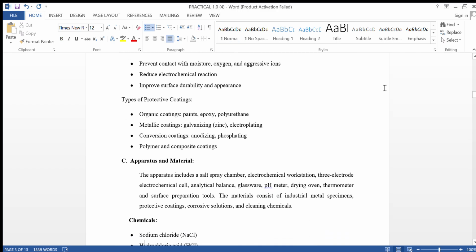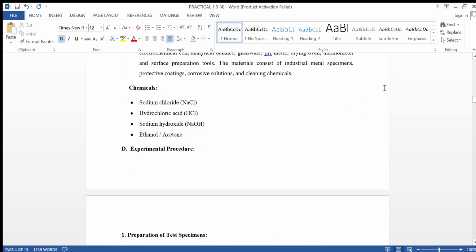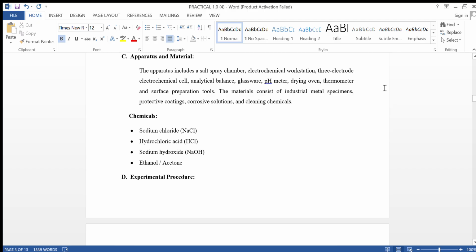Apparatus and material. The apparatus includes a salt spray chamber, electrochemical workstation, 3-electrode electrochemical cell, analytical balance, glassware, pH meter, drying oven, thermometer, and surface preparation tools. The material consists of industrial metal specimens, protective coatings, corrosive solutions, and cleaning chemicals. Chemicals include sodium chloride, hydrochloric acid, sodium hydroxide, ethanol, or acetone.